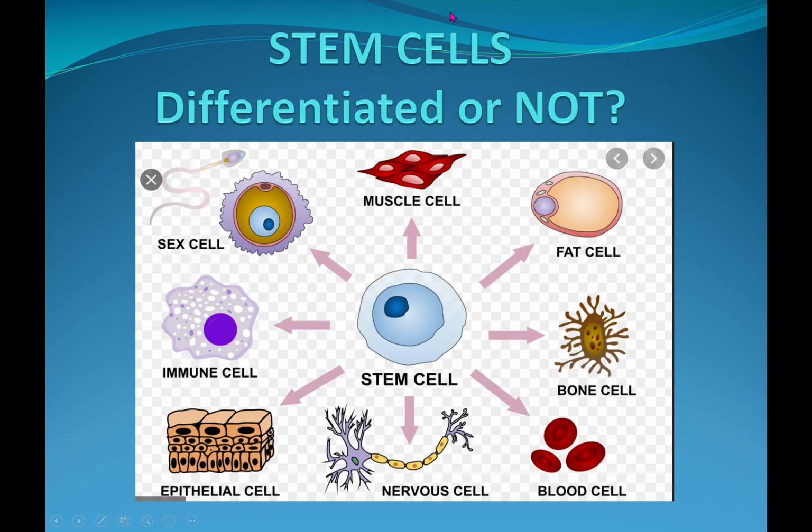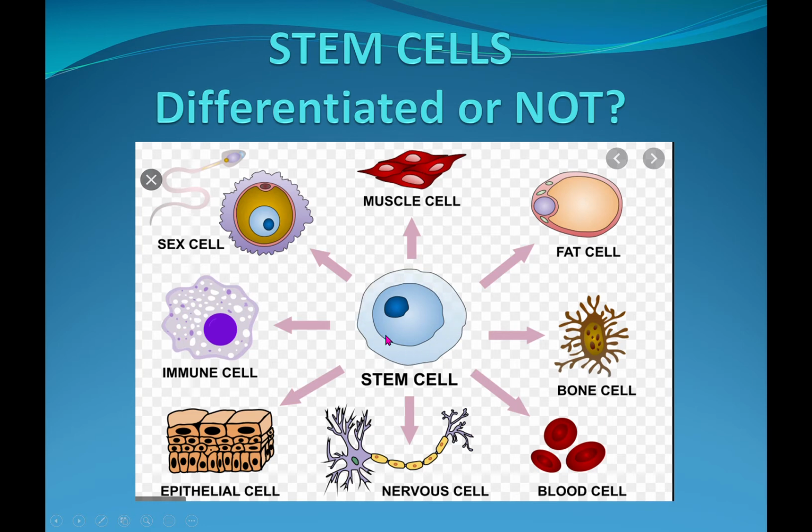Okay, we talked about stem cells quite some time ago, so I just want to recap. Notice I'm talking about it again, so it will be on your test. Stem cells, are they differentiated or not? When a cell is made, it is a stem cell. It comes directly from cell division, and it is not differentiated, which means it could be anything.